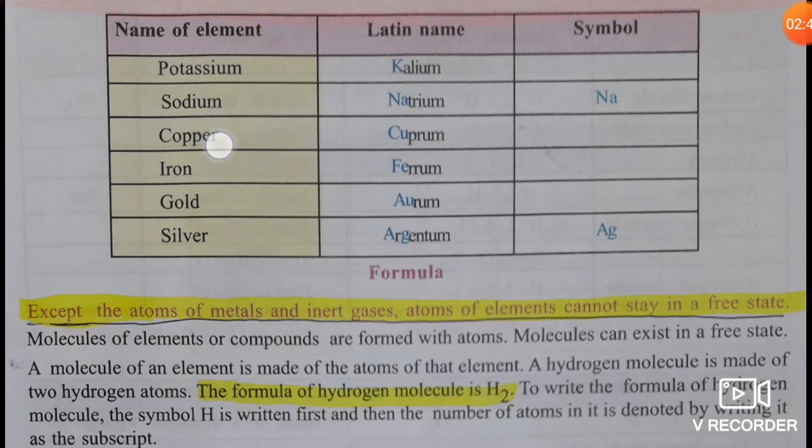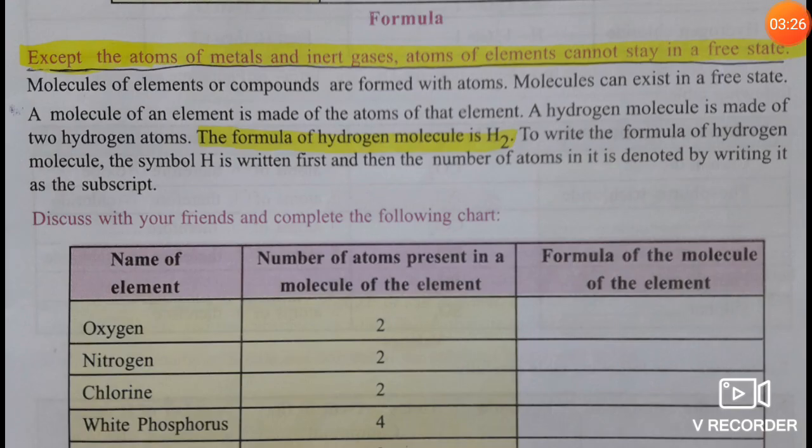Now there are some elements whose symbol is given by their Latin name. For example, the Latin name of potassium is Kalium. So the symbol for potassium is given by the first letter of its Latin name, that is K. Similarly for sodium, the Latin name is Natrium. So its symbol is given by the first two letters of its Latin name, Na. Similarly for copper, cuprum, so you can use Cu. For silver, here we are using Ag. So some elements' symbols are given by the starting letters of their Latin names.